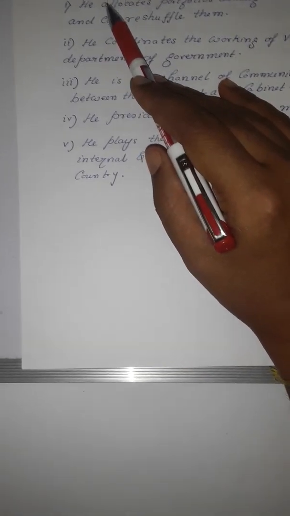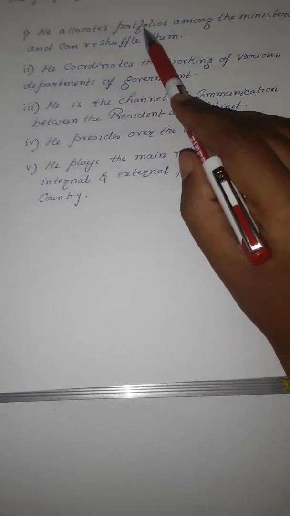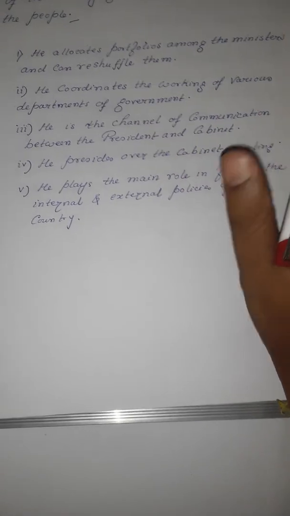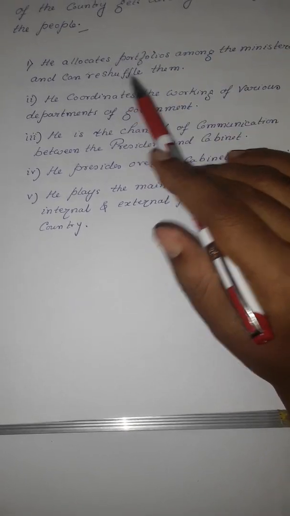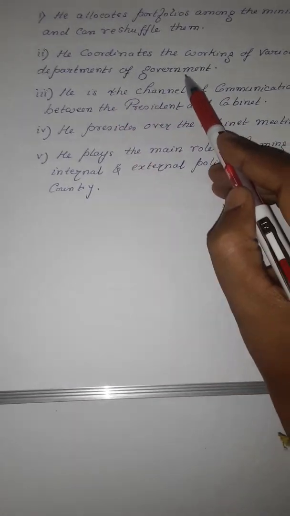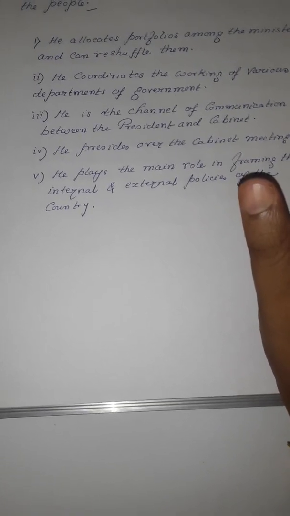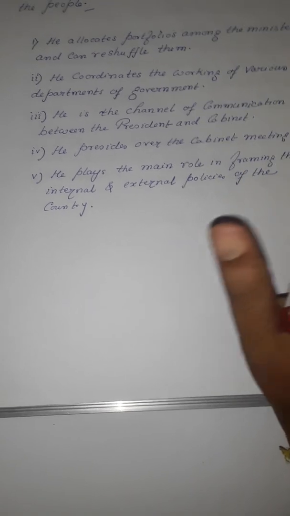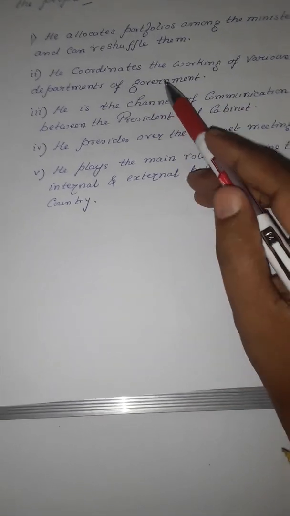Now, what are the powers and functions the PM enjoys? He allocates portfolios among the ministers and can reshuffle them. That means he distributes the different departments among the ministers, and he can reshuffle and alter them also. Next, he coordinates the working of various departments of the government. Now, different departments are there. As a coordinator he tries to maintain the relations between one department and the other department.